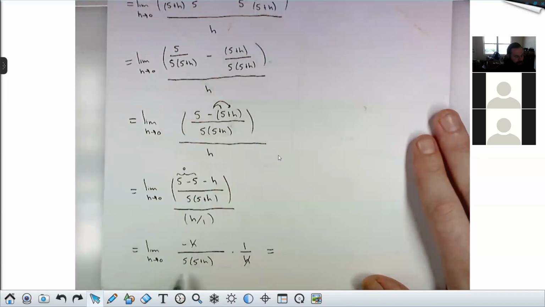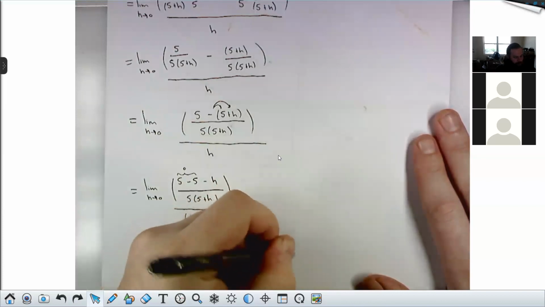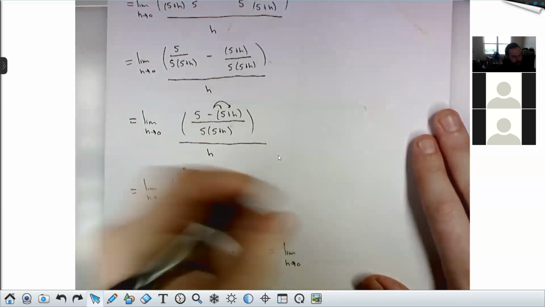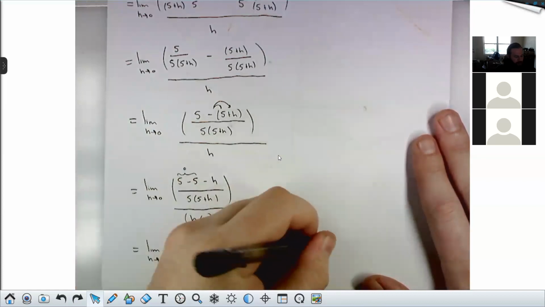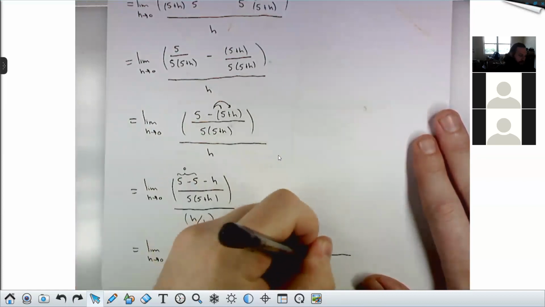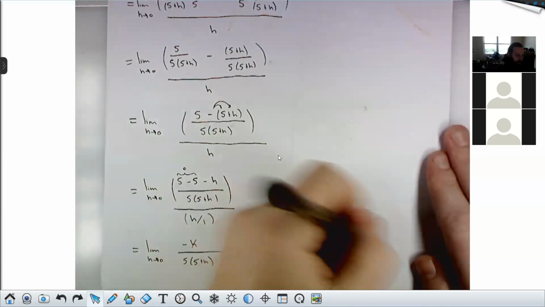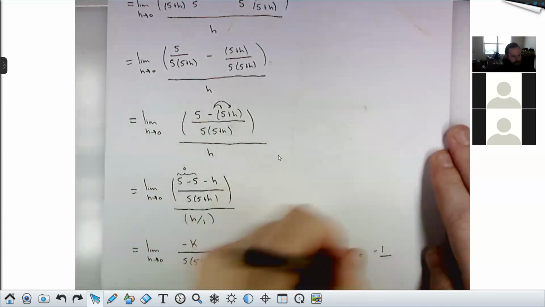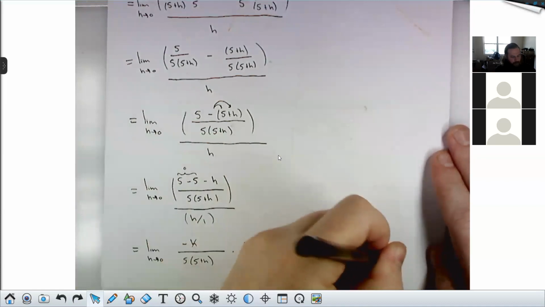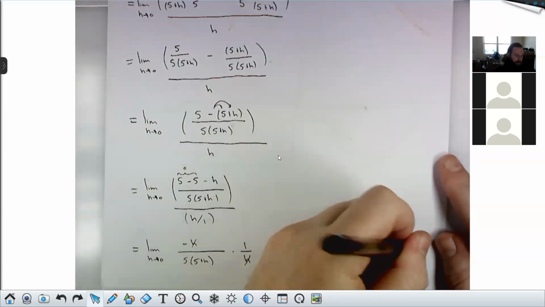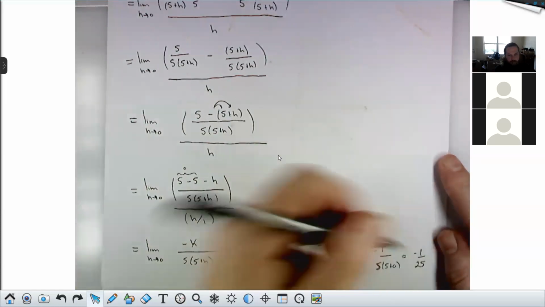So as h goes to 0, this is going to be the limit as h goes to 0. When you cancel from the top, you'll have negative 1. And then downstairs, we still have 5 times (5 + h). So this is negative 1 over 5 times (5 + 0). 5 + 0 is 5, so this is negative 1 over 25.